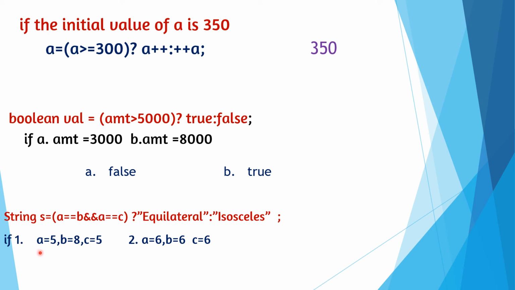In the first example, A is 5, C is 5, but B is 8. That means there is a difference in one variable. So this condition with the AND operator will be wrong. The answer for the first option is isosceles. In the second option, A is 6, B is 6 and C is 6. All the values are equal. That means the word equilateral will be stored in string S. So like this, we have to consider the condition, and according to the condition, the output will come.